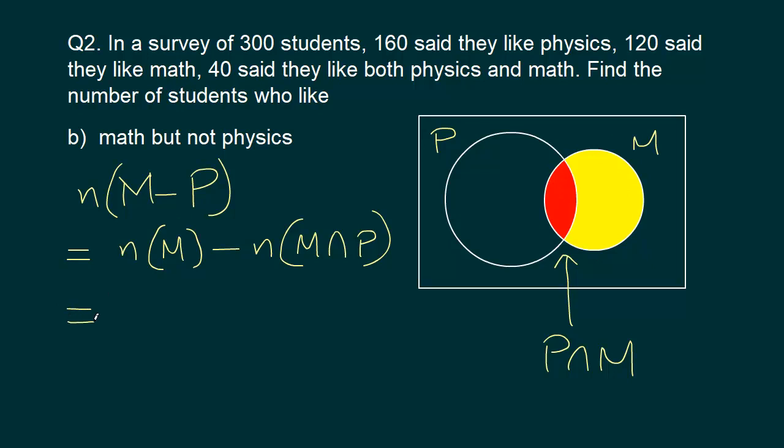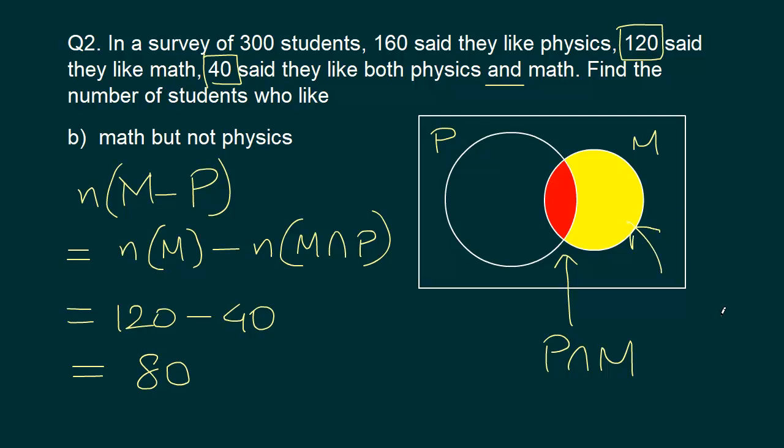So let's plug the values here. So the number of students who like math is 120. Again, keep in mind the 120 is the entire yellow, right? And we have to subtract the red. Red is 40 students who like both physics and math. We know that "and" means intersection. So 120 minus 40 will be 80. So this over here is 80. 80 students like math only, or math not physics.